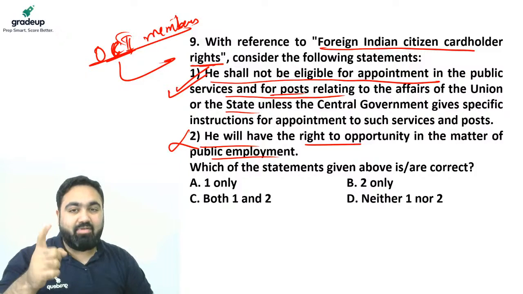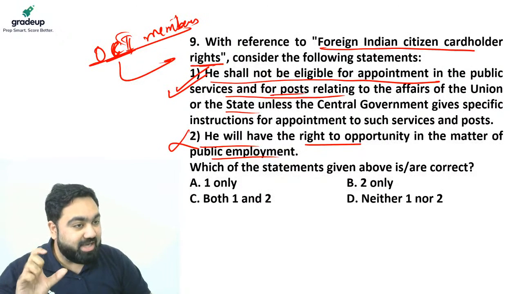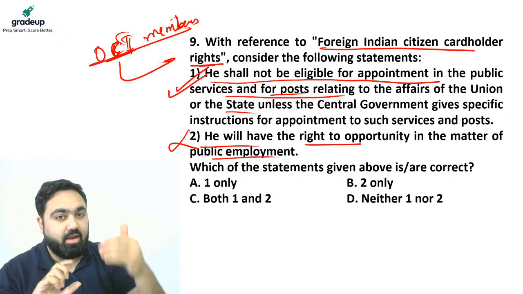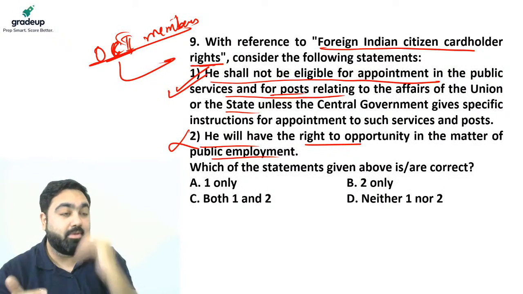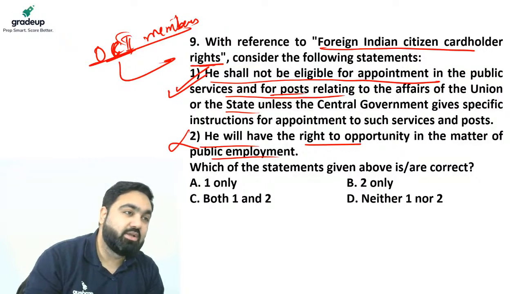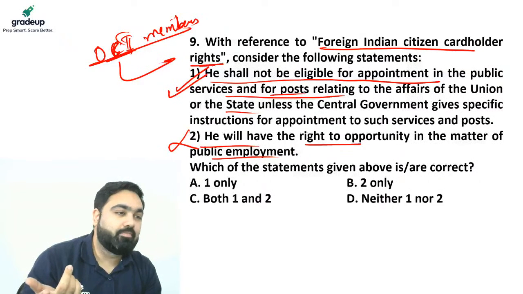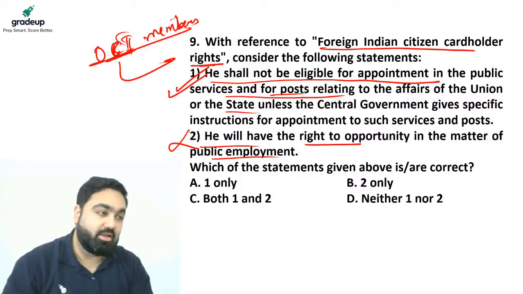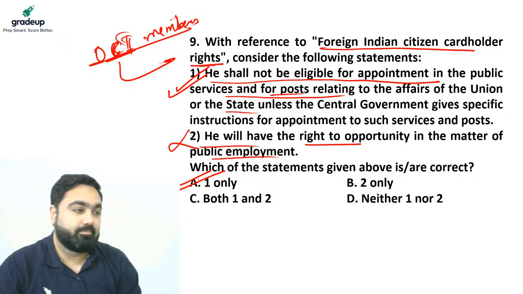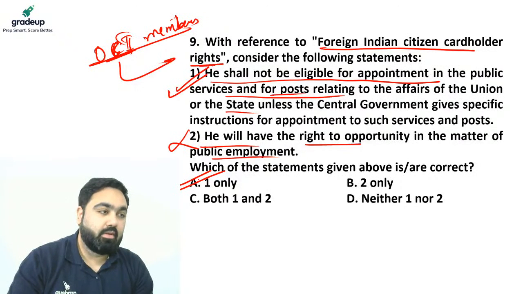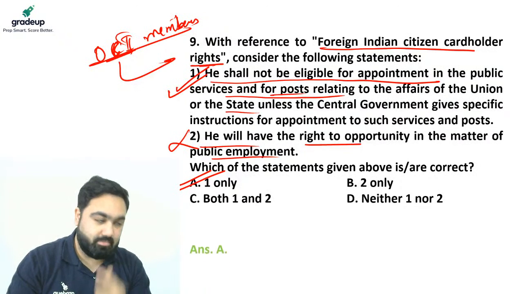See, statement 1 and statement 2, both these statements are opposite to each other. Number 1 statement says that they will not get the opportunity for public employment. Number 2 says they will get equal opportunity. So both of them can never be true. Only one can be true and the other cannot be. So first is true, second is not. Answer here is A. A is the correct answer.